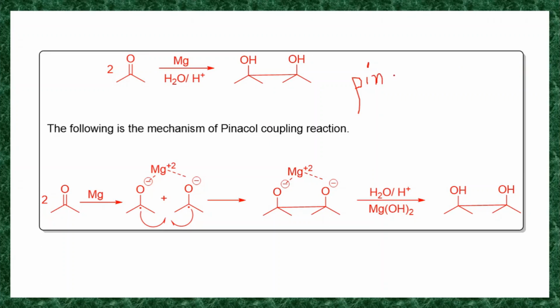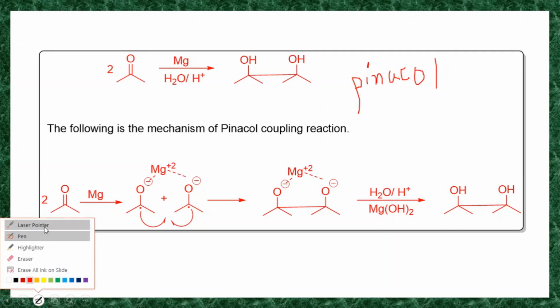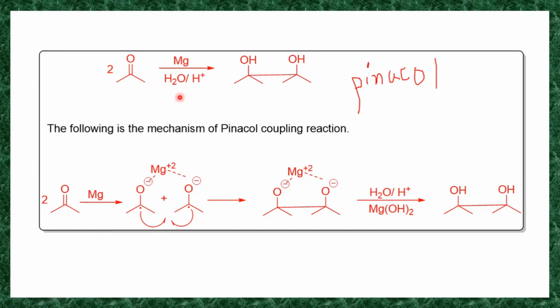So the preparation of Pinacol starts with two molecules of acetone in the presence of magnesium metal, water and acid, and you will get this Pinacol. This is a simple reaction mechanism. In the mechanism, magnesium metal undergoes oxidation, it reduces this molecule, you will get this radical anion, and then the radical anions couple together and you will get this product. Then the oxygen anion simply takes a proton and you will get this 1,2-diol.